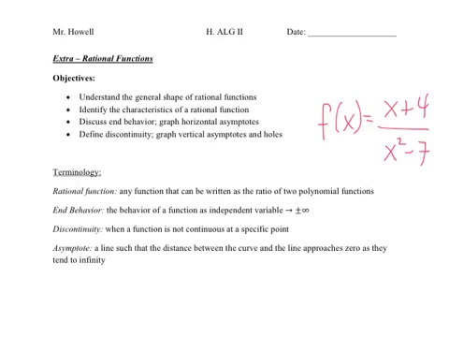End behavior is really the behavior of the function as the independent variable, in our case x, tends toward infinity and negative infinity. So it really means what happens to the graph as the value of x gets really, really big or really, really small.